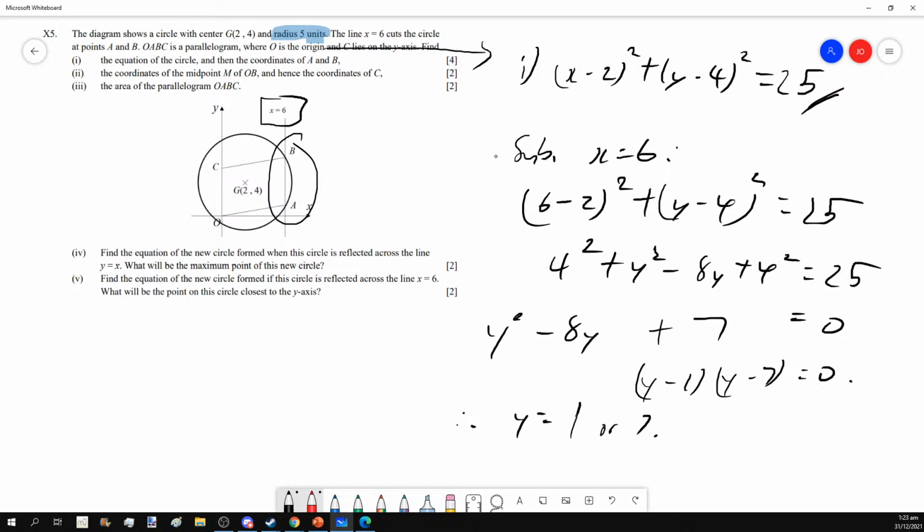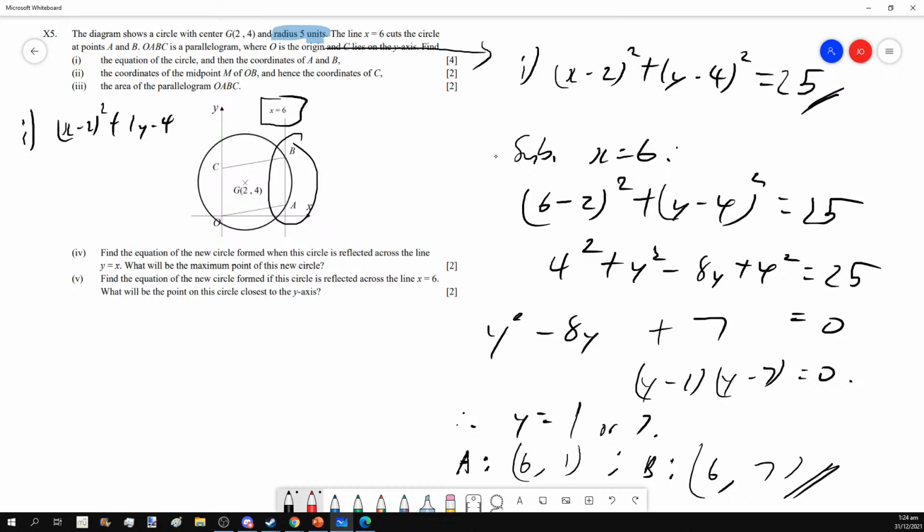And obviously, y equals 1 will be the lower point, A. So A will be x equals 6, y equals 1, and B will be x equals 6, y equals 7. And we are done. So let me write down the equation of the circle and the coordinates of A and B. Part 1 is going to be x minus 2 squared plus y minus 4 squared equals 25. And then we have A to be 6, 1 and B to be 6, 7. Alright, now let's clear the right hand side and move on.